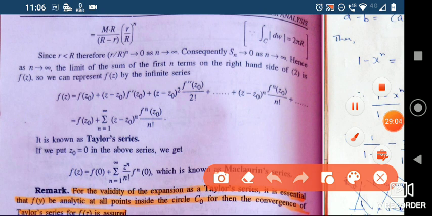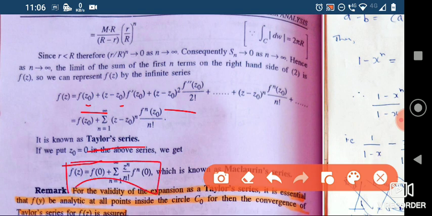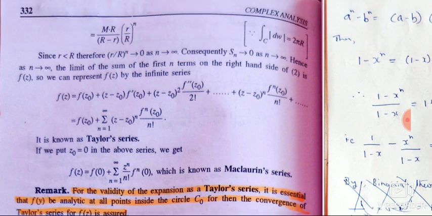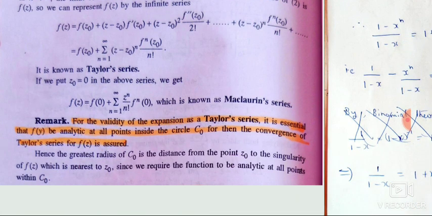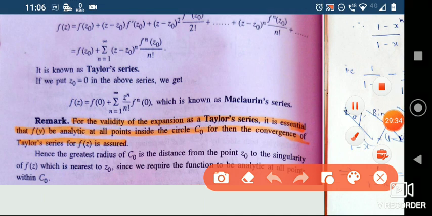By using this formula itself, we got so many equations, so many series. Before that, let's say this series is called the Taylor series. If we put z0 equal to 0, then you will get the Maclaurin series. And this Maclaurin series is very useful. By using that, we get so many equations.